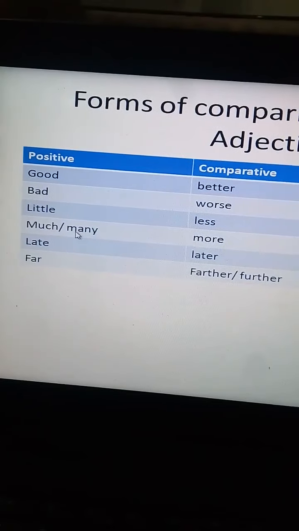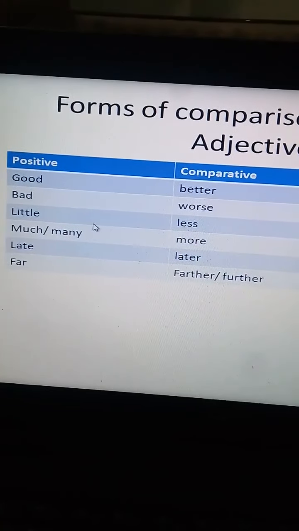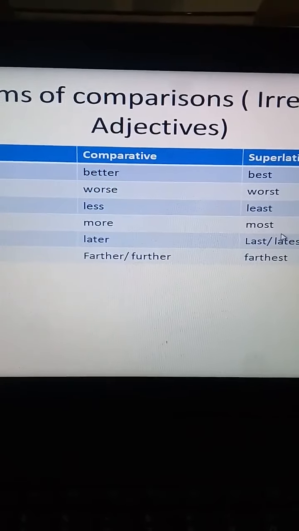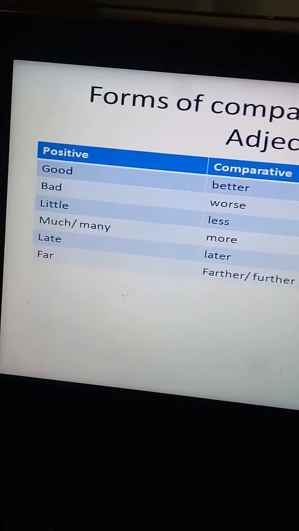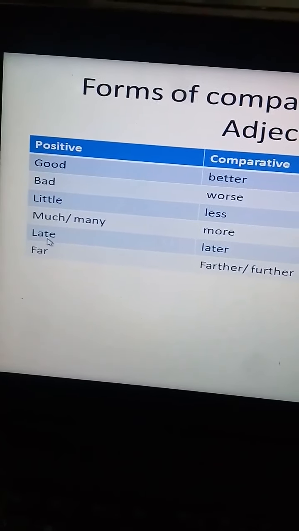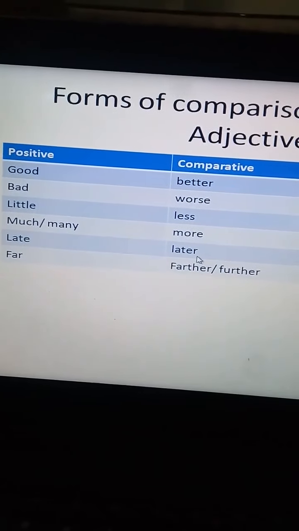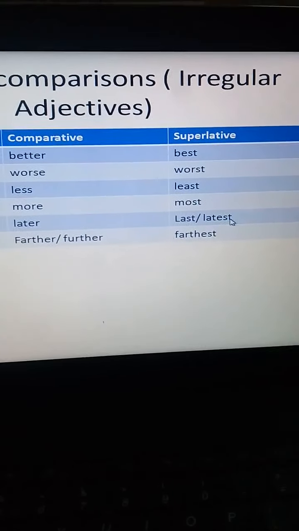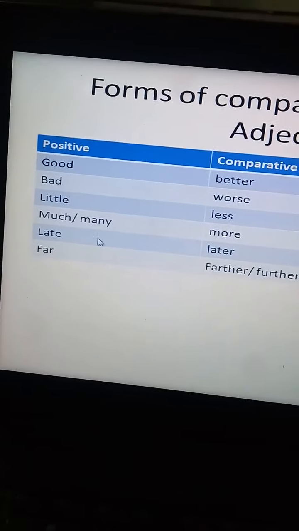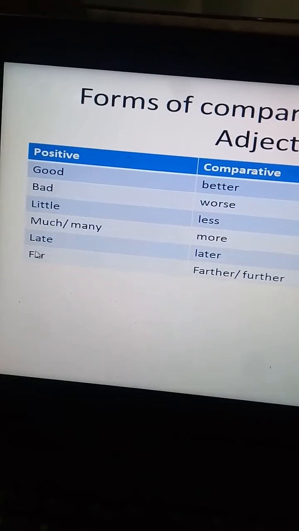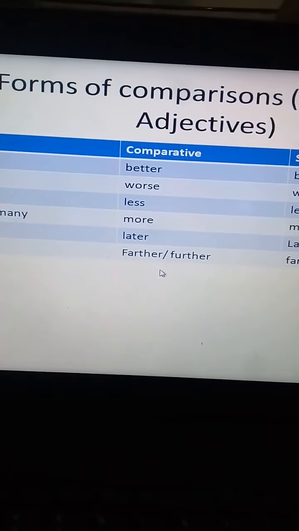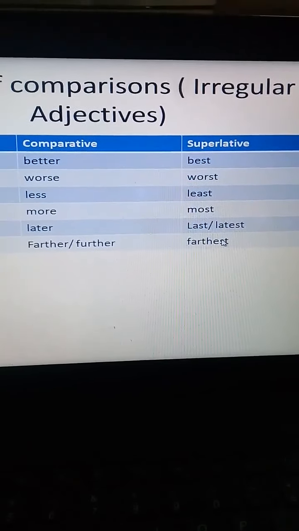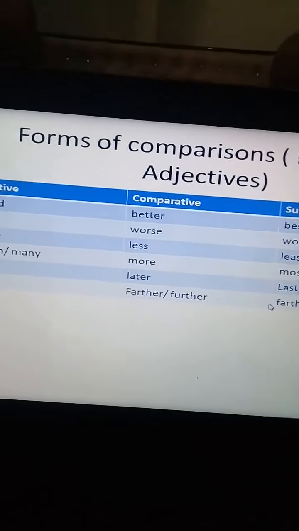Much or many in the positive degree, in comparative degree it will be more, and in superlative degree it will be most. Positive degree late, in comparative degree it is later, and then last or latest in superlative degree. Far is in the positive form, comparative form is further or farther, and farthest is in the superlative form.